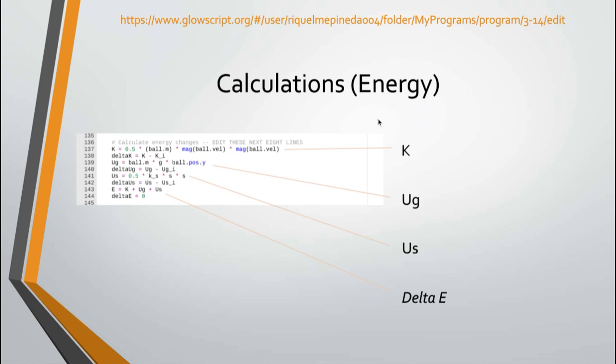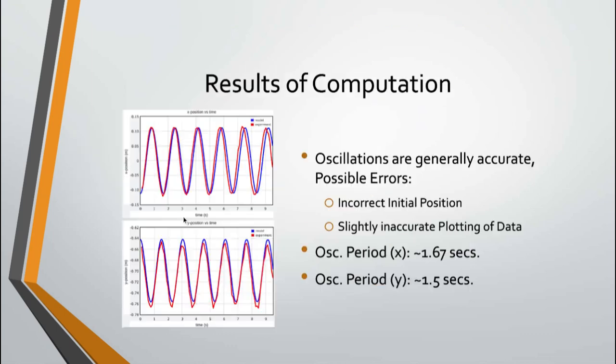Here we do the calculations for energy in more depth again. The mass times the velocity squared, and the mass times gravity times the position y, and then the same goes for the potential energy of the spring and delta E. And so here are the results of the computation.